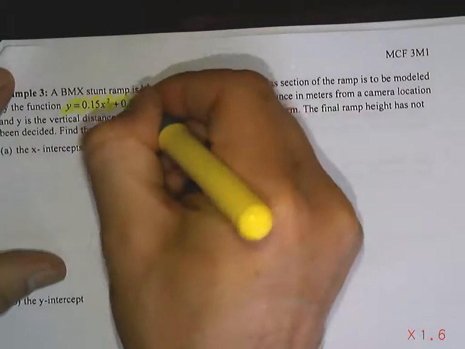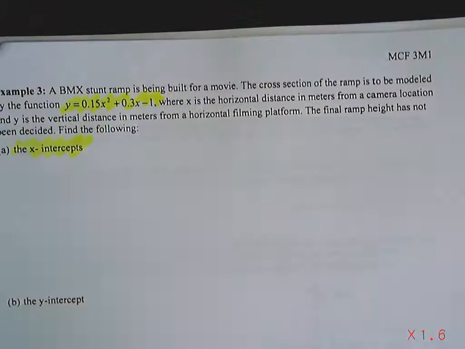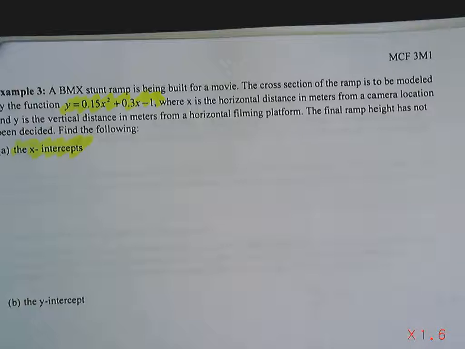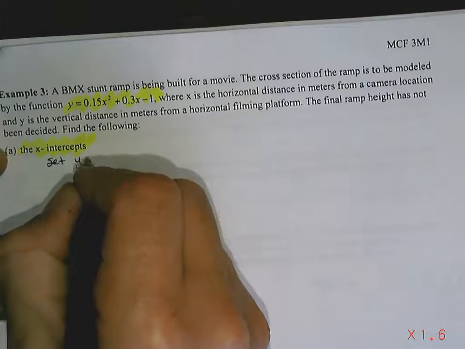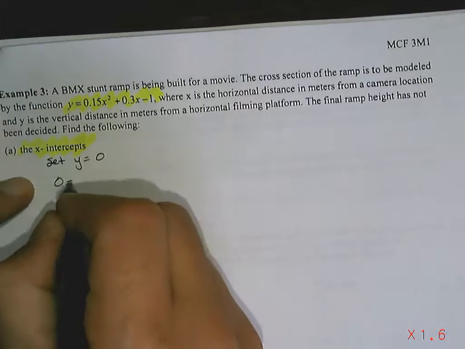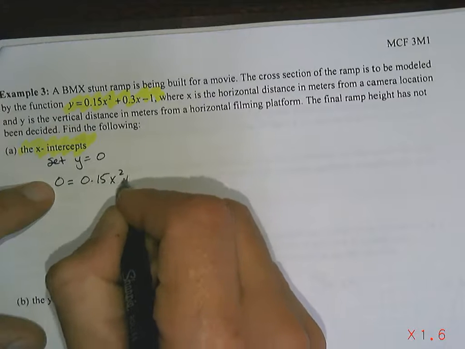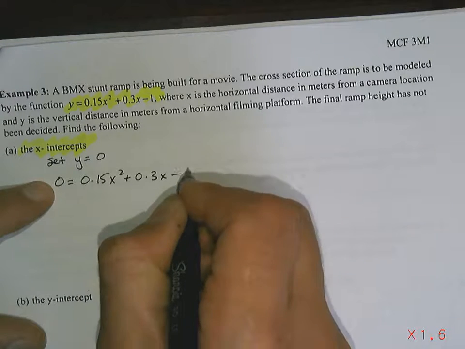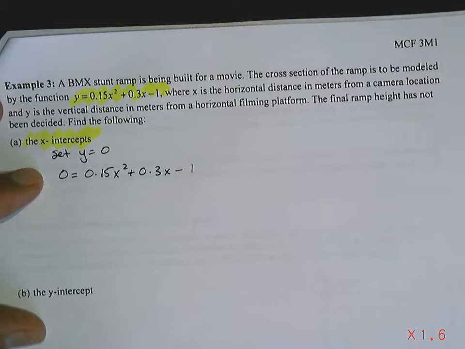Let's see, I've got an equation and they want the x-intercepts. Without knowing anything at all about this question, I can start with the x-intercepts. What we'll do is set y equal to 0. So it'll be 0 equals 0.15x squared plus 0.3x minus 1. I'm going to use the quadratic formula. I could try to factor that, but that just doesn't look like fun to me.